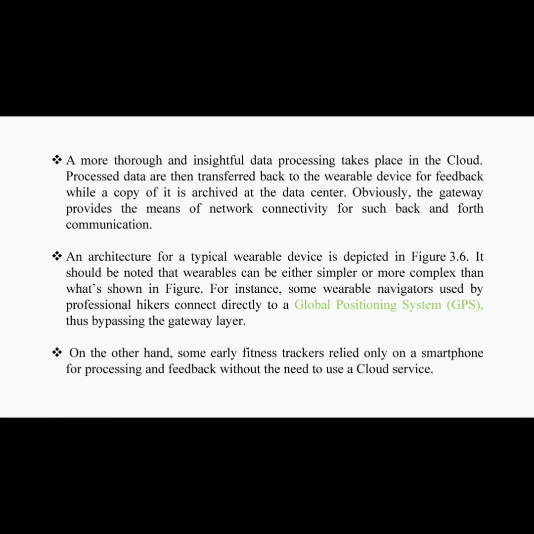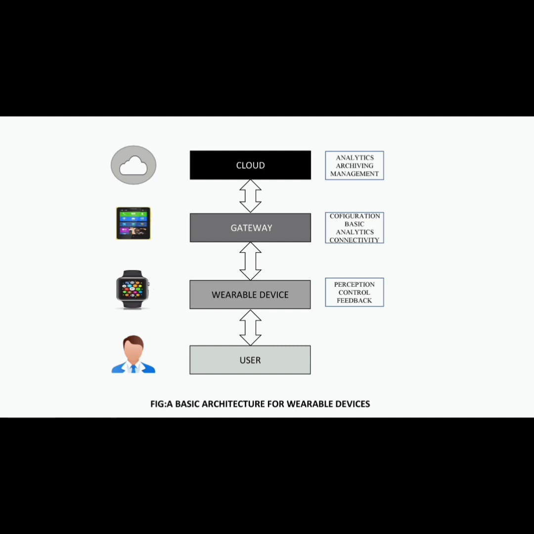The processed data are then transferred back to the wearables for feedback, while a copy of it is archived at the data center. You can see obviously the gateway provides the means of network connectivity for such back and forth communication.